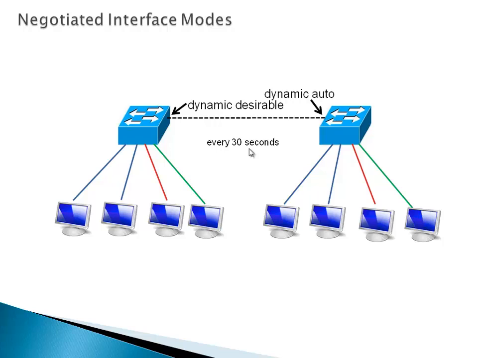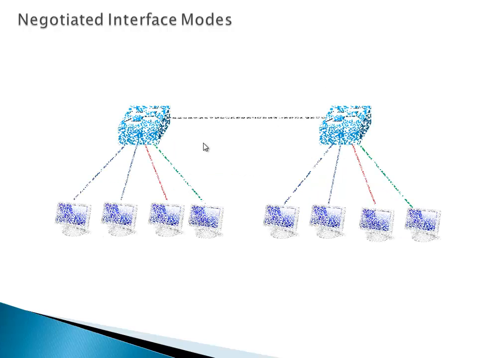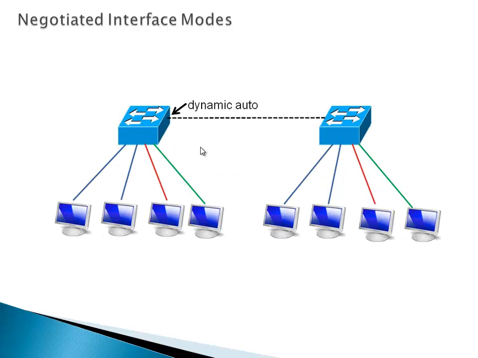every 30 seconds. Remember, DTP is a Cisco proprietary protocol which tries to negotiate a trunk link between those two ports. So every 30 seconds, desirable mode sends the DTP messages. If they keep coming, the dynamic auto side will say, okay, fine, if you want to be a trunk, let's be a trunk. If we set both sides to dynamic auto, no one is going to send DTP messages. Since nobody is sending DTP messages, the link is going to be an access port. That's the default, dynamic auto, on 2960 and 3560 switches.